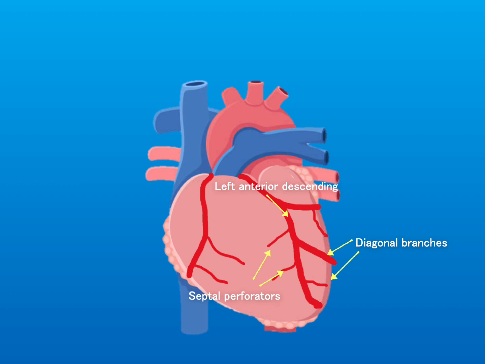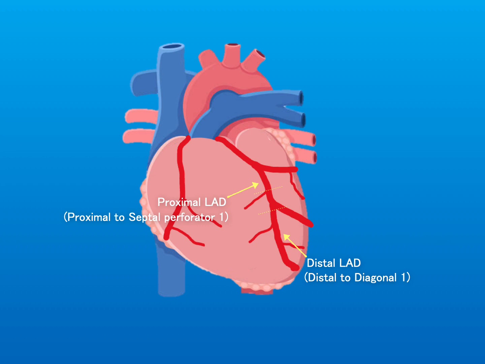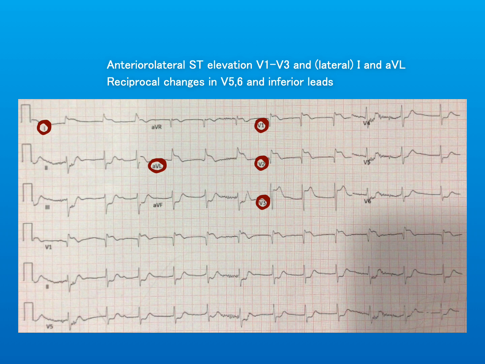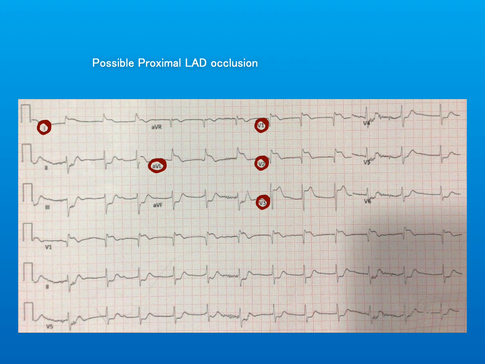If the occlusion is proximal to the first septal perforator and the first diagonal, then there'll typically be ST elevation in the anterior leads and also the lateral leads as well, representing ischemia from the lateral wall. So this will be V5, V6, aVL, and lead 1. That's because the diagonal goes to this anterolateral wall. In the case of a proximal LAD occlusion, we'll typically see reciprocal changes in the inferior leads.